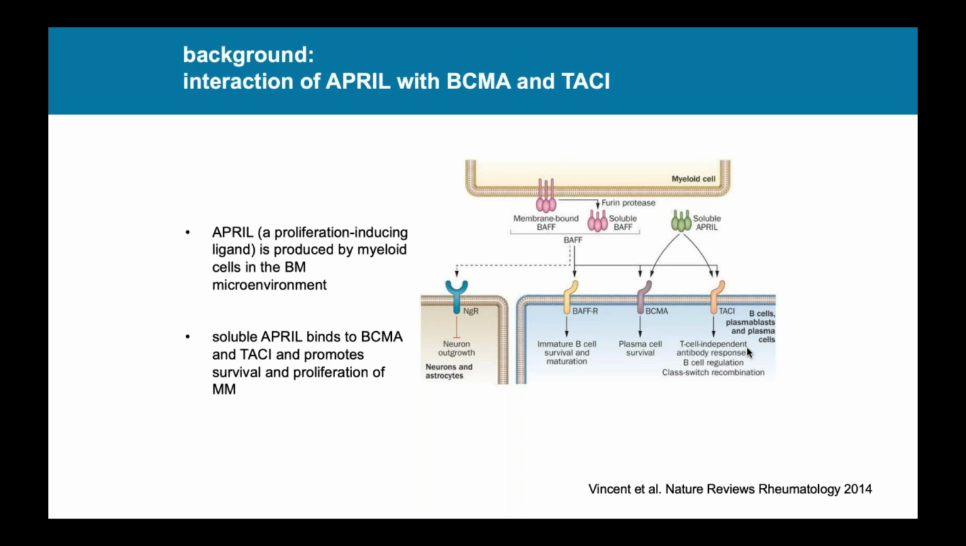So how do we do this? How can we target BCMA and TACI simultaneously? The answer is pretty easy. We just need to look into nature, and there we can find that BCMA and TACI have a common natural ligand that is called APRIL. So APRIL naturally binds to both these receptors, to BCMA and TACI. It is physiologically produced by myeloid cells in the bone marrow microenvironment, and it has been shown that signaling of APRIL through BCMA and TACI promotes survival and proliferation of multiple myeloma. So, therefore, we thought that using the natural ligand APRIL to design a CAR-binding domain will allow us to target both these myeloma-associated antigens simultaneously.